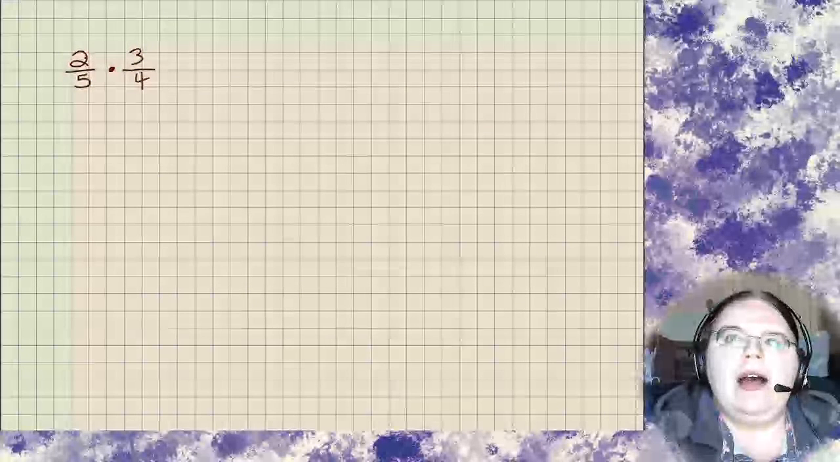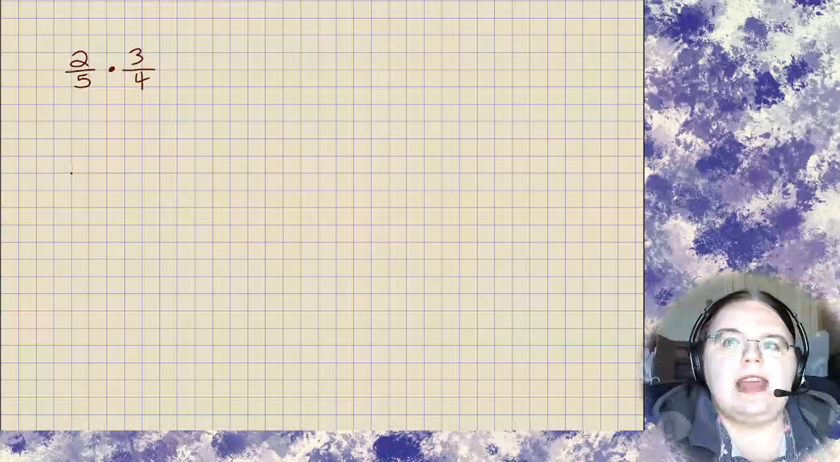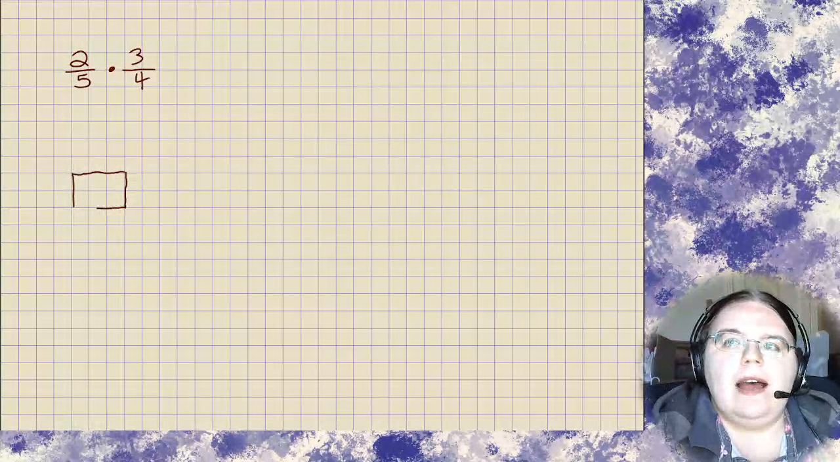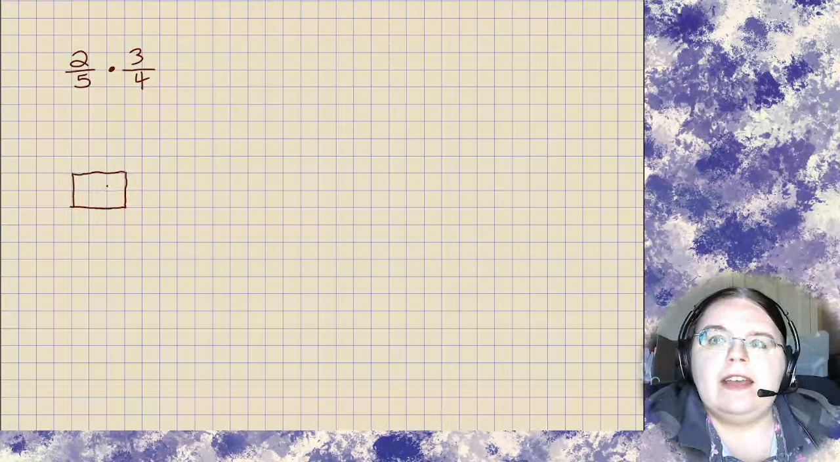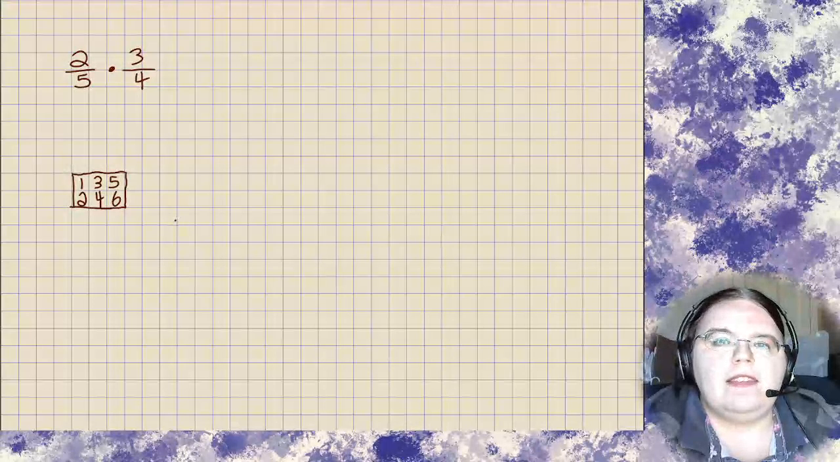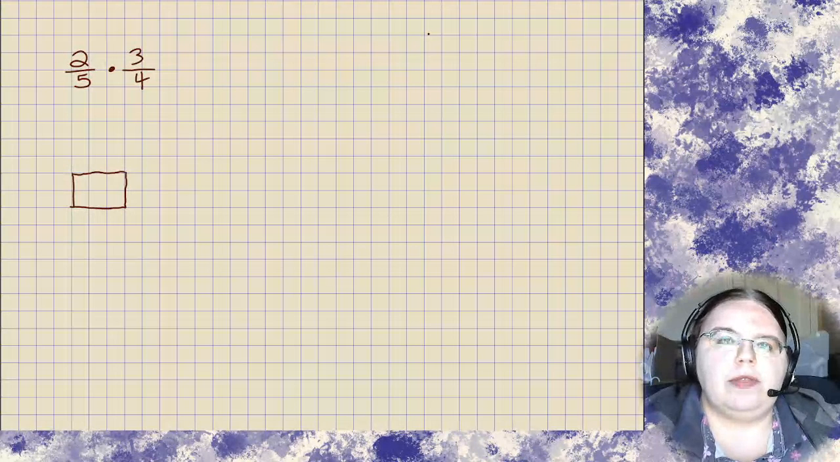Here's what I know. I know that if we're multiplying 2 times 3, that means the same as if we say, okay, well, here's 2 on one side of a rectangle, and here's 3, which is the length of the other side of a rectangle. I know that 2 times 3 is 6. If I forgot that, I could say, okay, 1, 2, 3, 4, 5, 6. Yep, that's 6. So what about 2/5 times 3/4?